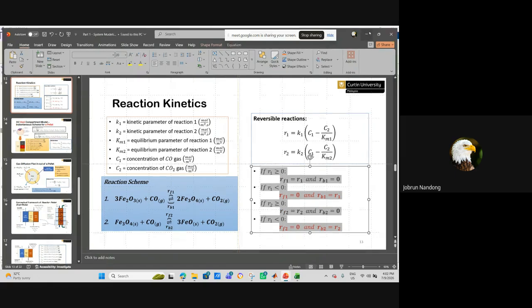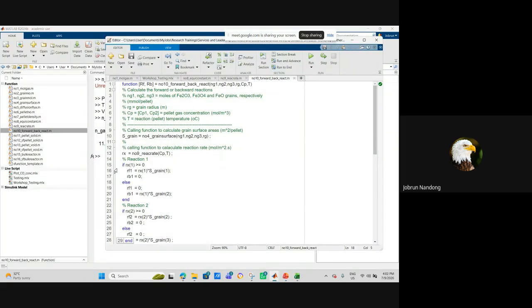For example, if the reaction number 1 is greater or equal to 0, therefore forward reaction equals this. So you multiply straight with the grain number 1 and the backward reaction is 0. If that is negative, the forward reaction is 0. So the backward reaction is non-zero, basically negative here. Then you multiply with the grain number 2. Grain number 1, grain number 2, same thing. Then after that you end this logic.